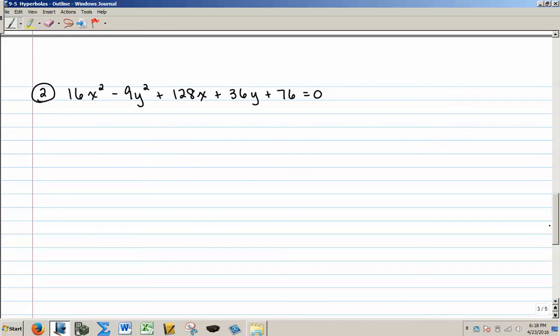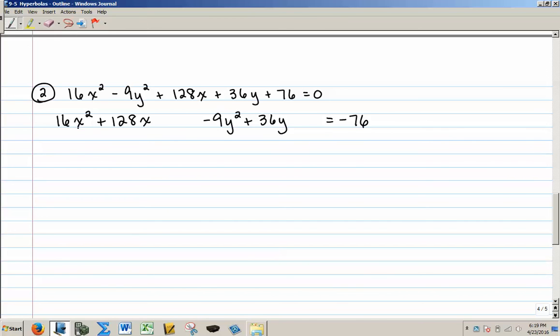Here I have 16x squared minus 9y squared plus 128x plus 36y plus 76 equals 0. This is obviously not in standard form, so we need to put it into that. So as I did with the ellipse, I'm going to rewrite it with my x's grouped together and my y's grouped together. Notice what's different here is there's a negative in front of your y squared. That's what makes it a hyperbola. And then I'll move my 76 to the other side.